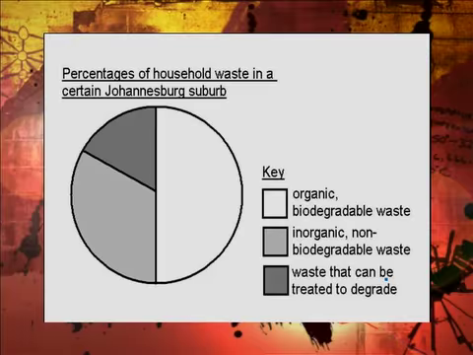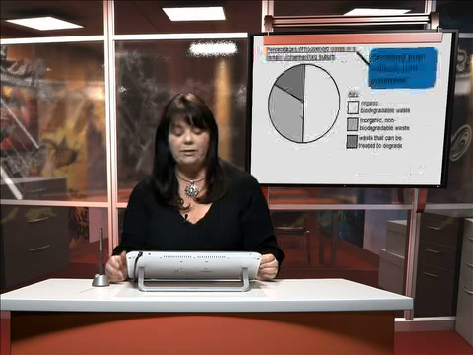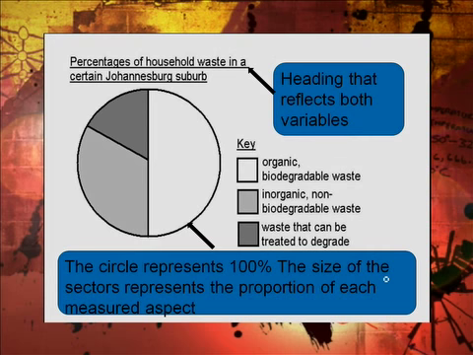So here is an example of a pie graph, percentages of household waste in a certain Johannesburg suburb. How do we draw that, and what are the important points that we should remember when we're putting a pie graph together? Remember, it is a diagram, it must have a heading, and that heading must reflect the variables, the percentage of the waste, and we're looking at different households or suburbs. We're going to make sure that that circle represents 100%. The size of each sector represents the proportion of each of the measured aspects.